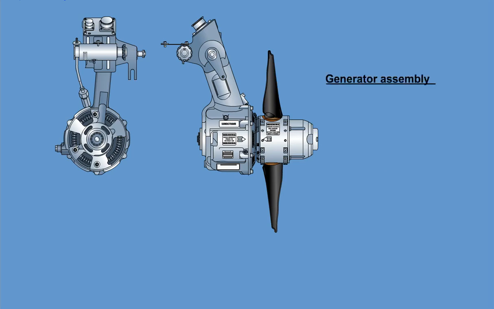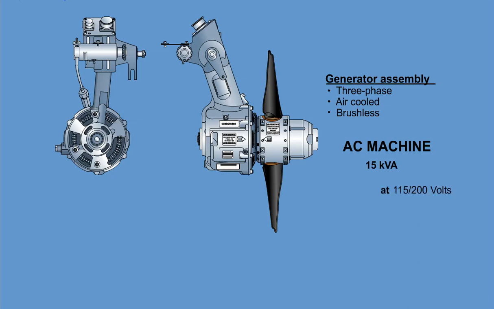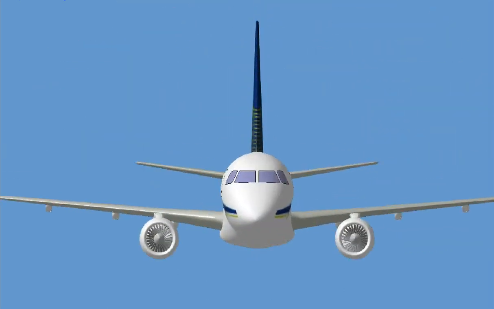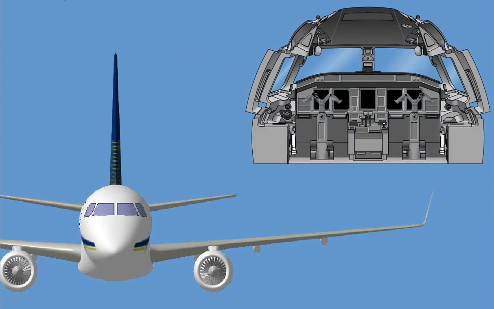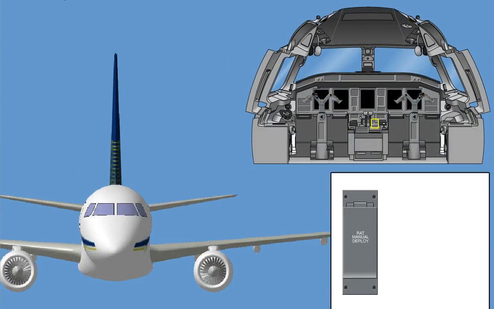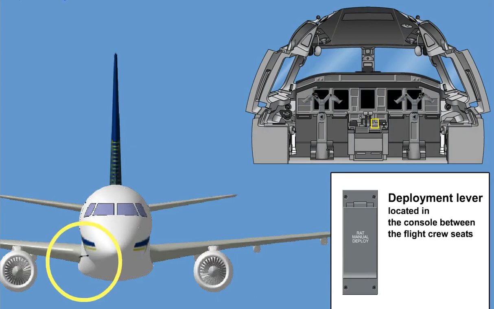The air-driven generator assembly is a three-phase, air-cooled brushless AC machine. It produces 15 kilovolt amp continuous electrical power at 115, 200 volts, 360 to 440 Hertz. The ram air turbine deploys automatically in case of an airborne loss of AC power from both AC buses. The ram air turbine can also be deployed manually by the flight crew using a deployment lever located in the console between the flight crew seats.